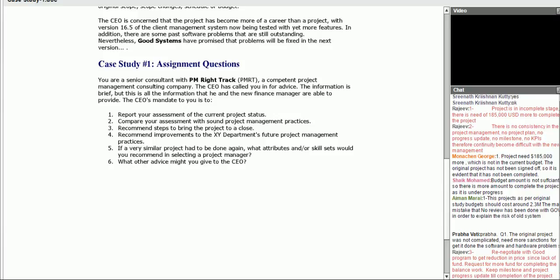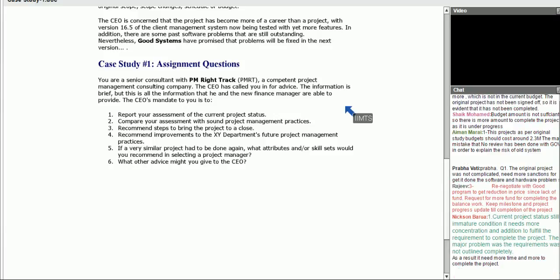Amya says, this project as per the original study budget should cost around this much. This is the main mistake, that no review has been done with the government in order to explain the risk of the whole system. Okay, good to see that you are coming up with different solutions.